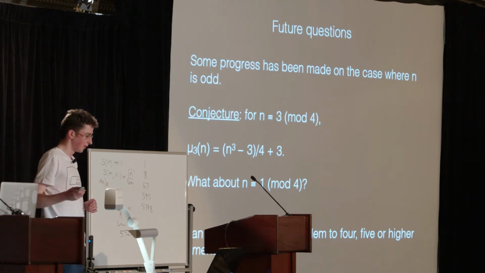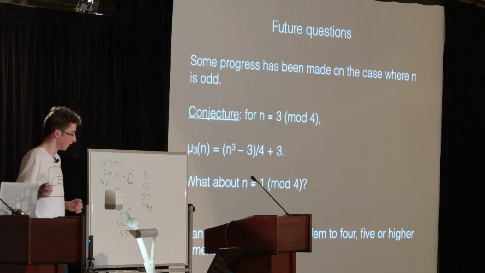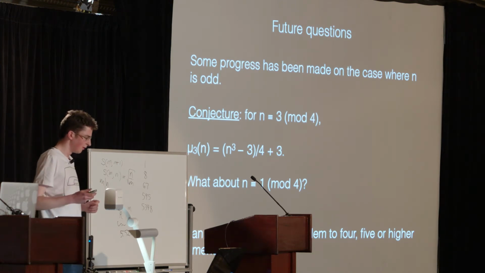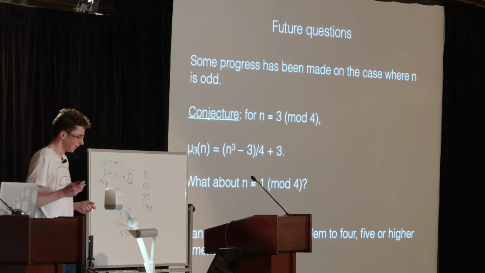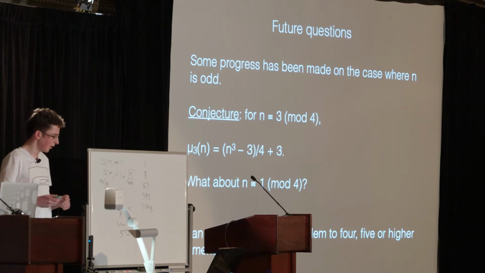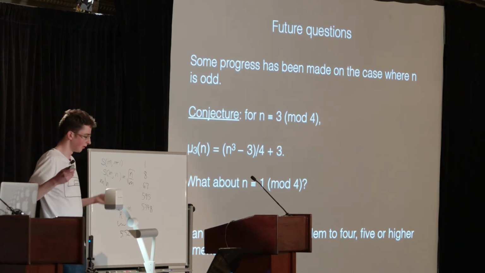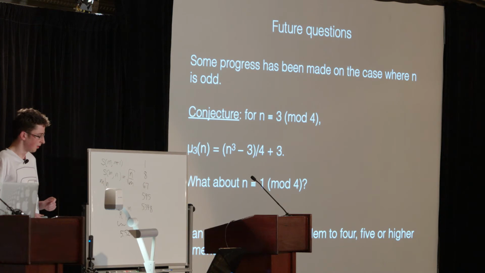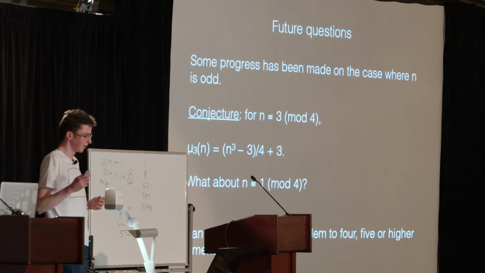Some future questions. Some progress has been made on the case where n is odd for the three-dimensional case, and I have this conjecture: for n congruent to 3 mod 4, mu3 of n is this. I pose another question: what about n congruent to 1 mod 4? Another question is, can we generalize this problem to 4 or 5 or higher dimensions? So talk about, say, an n by n by n by n tesseract, and remove the smallest number of matchsticks that will break every tesseract. Okay, thank you very much.